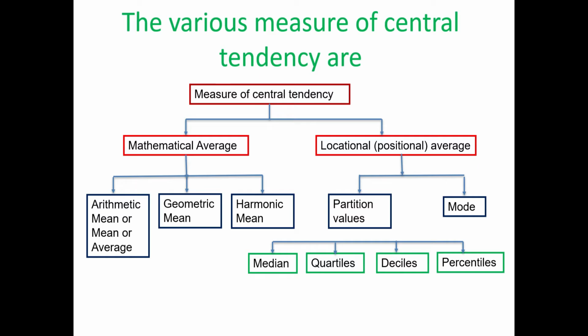There are various measures of central tendency: mathematical averages and locational or positional averages. In mathematical averages, we have arithmetic mean, geometric mean and harmonic mean. In locational or positional averages, there are two categories, partition values and mode. And partition values again have four categories: median, quartiles, deciles and percentiles. So just see how, through the location, we can find out how the data is behaving.